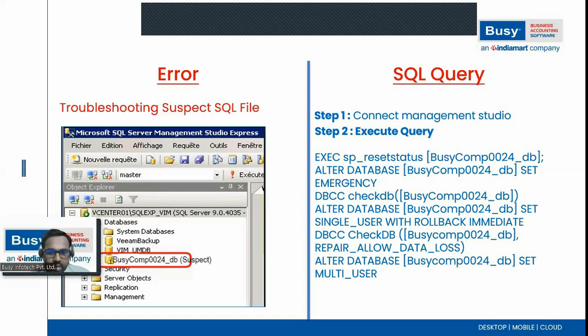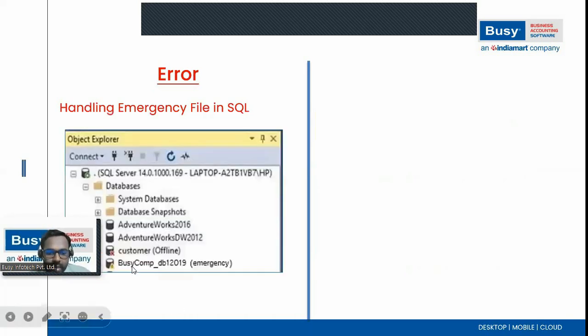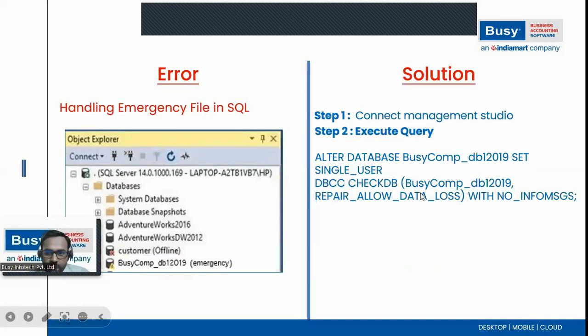The error you might be facing, the handling emergency file message, will look like this: comp_db2019 emergency. Facing this problem, you have to execute the query. But in this query, you can see the name comp_db2019. The database name has to be matched. Don't directly paste the query and execute it. You have to verify the database name. Only when the database name matches the query can it be executed.